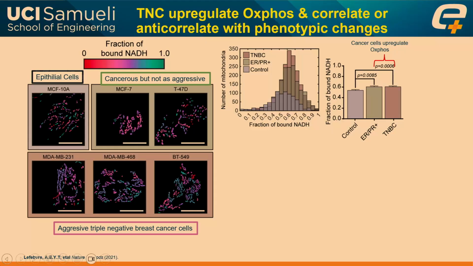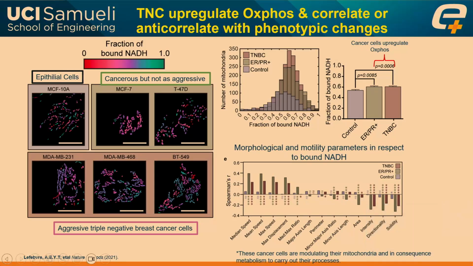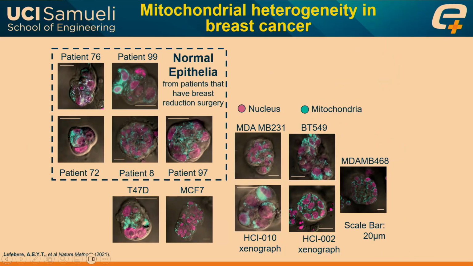So they don't all have the same, let's say, NADH population. And you can identify which mitochondria have more, let's say, or less bound NADH than the others. And you can see the triple-negative breast cancer cells statistically do have a higher fractional population of bound NADH. So you can use all this data set and look at morphological and motility parameters with respect to bound NADH to see which of the features are more of interest for the triple-negative breast cancer cells.